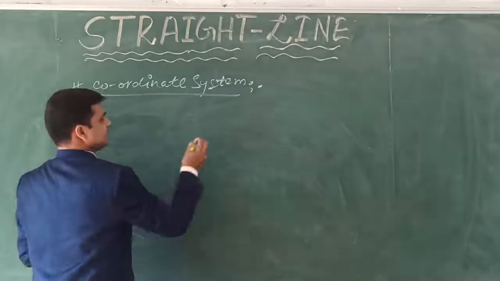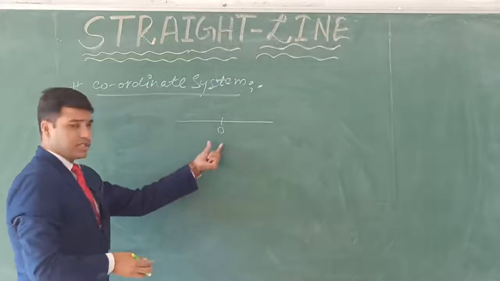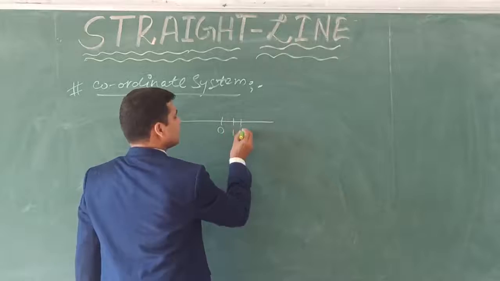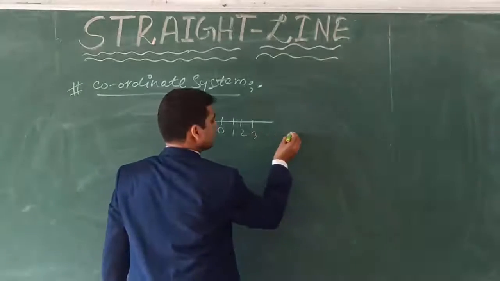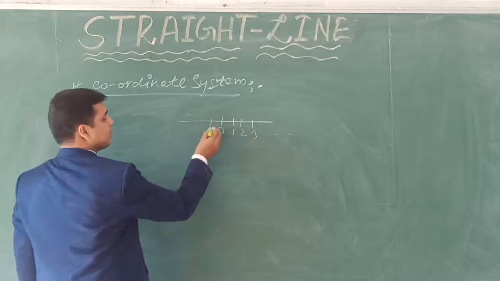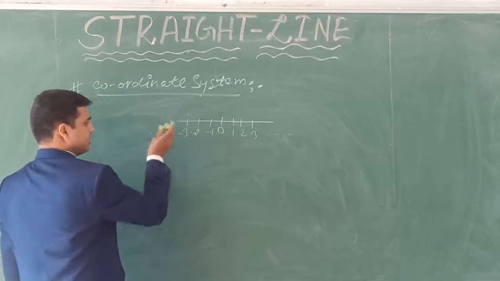So we know that this is a number line, this is 0. From 0 if you move towards the right side, then you will get positive numbers. This is 1, this is 2, this is 3, in this way you will get. Now from this 0 if you move towards the left side, then you will get negative numbers, -1, -2, -3 and so on.